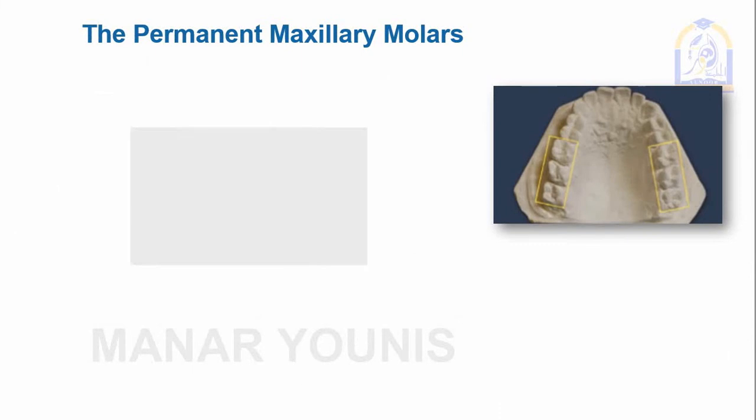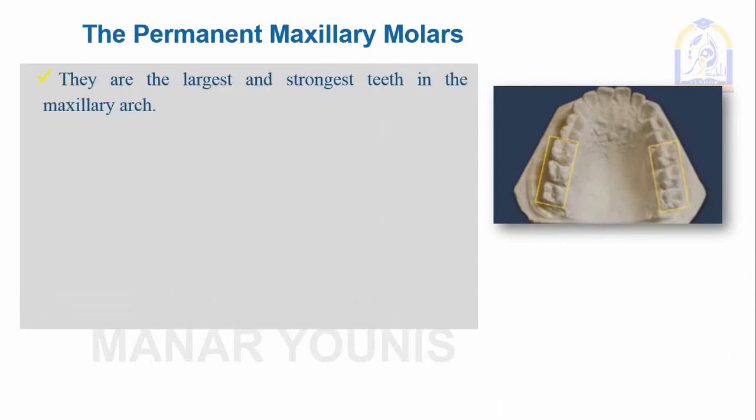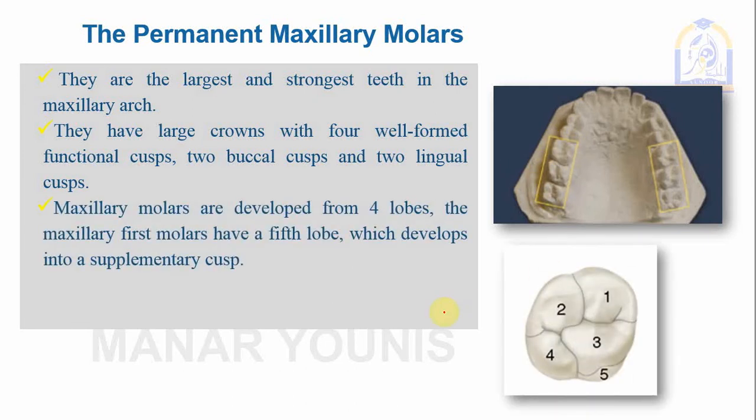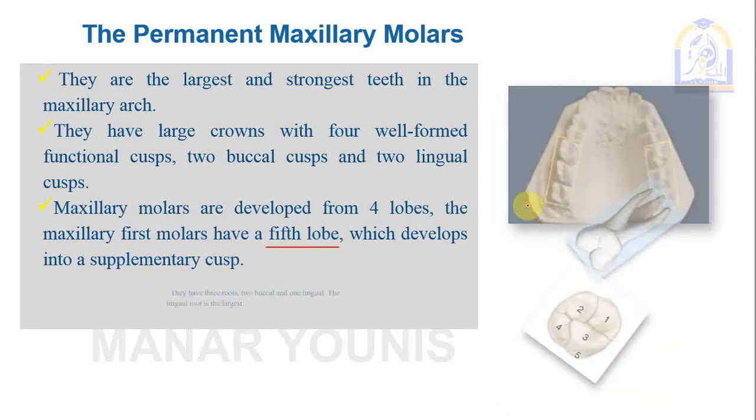Considering the permanent maxillary molars, in general, they are the largest and strongest teeth in the maxillary arch. They have large crowns with 4 well-developed functional cusps, 2 buccal and 2 lingual. However, the maxillary first molar is characterized by having an additional non-functional cusp called the cusp of Carabelli, or the 5th cusp or supplemental cusp. Therefore, it develops from 5 lobes instead of 4, which is the number of lobes for the other maxillary molars.